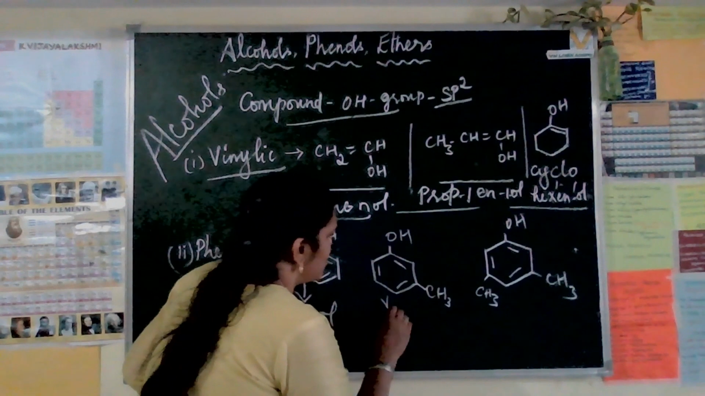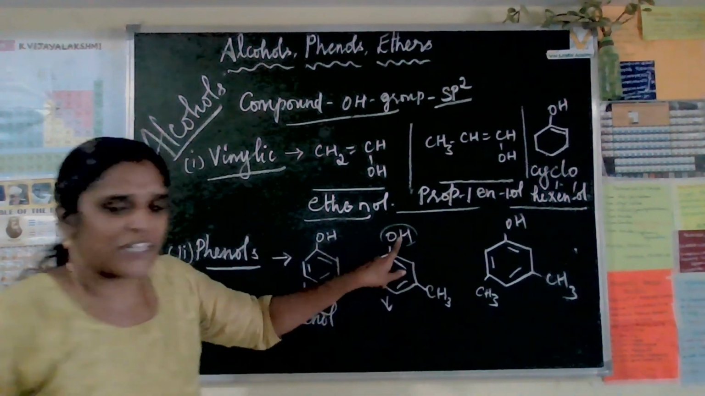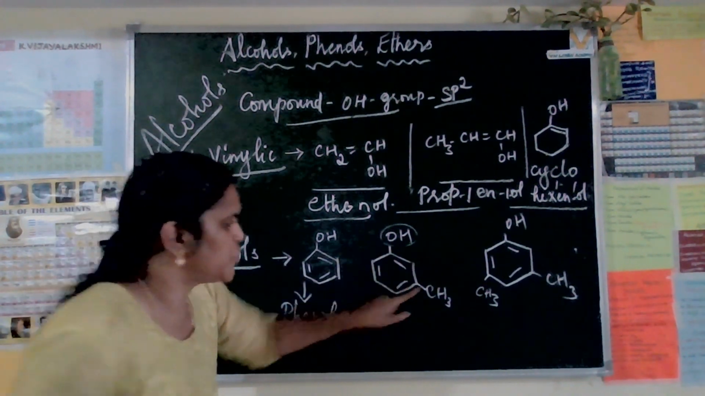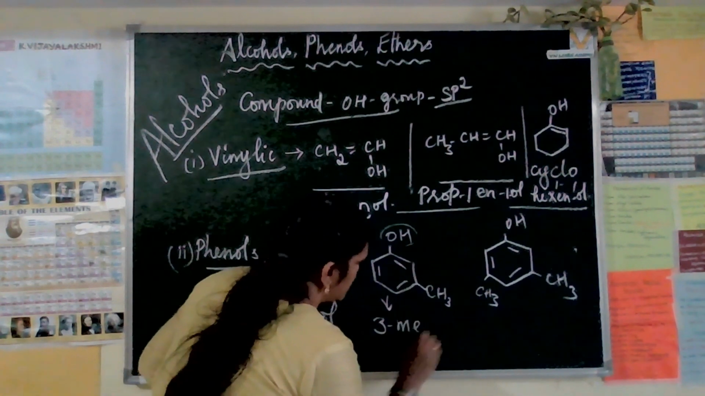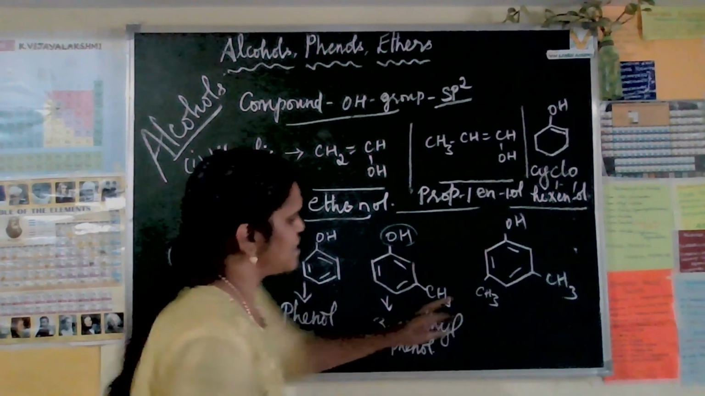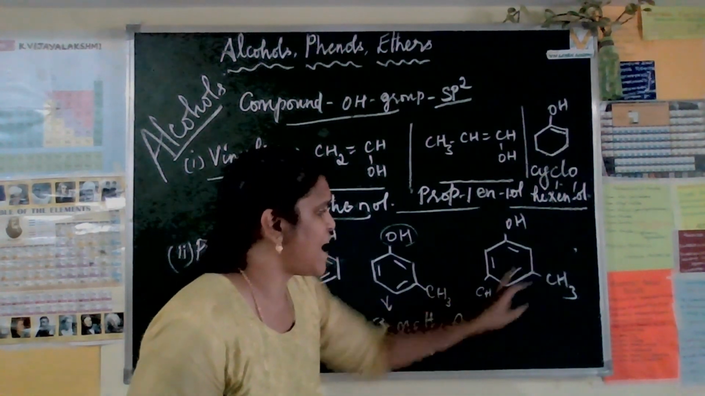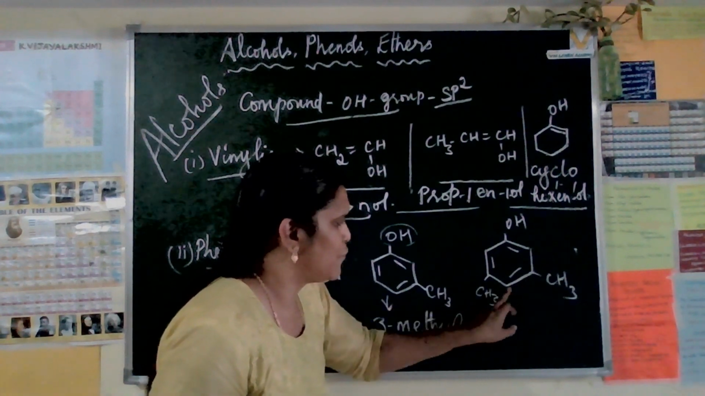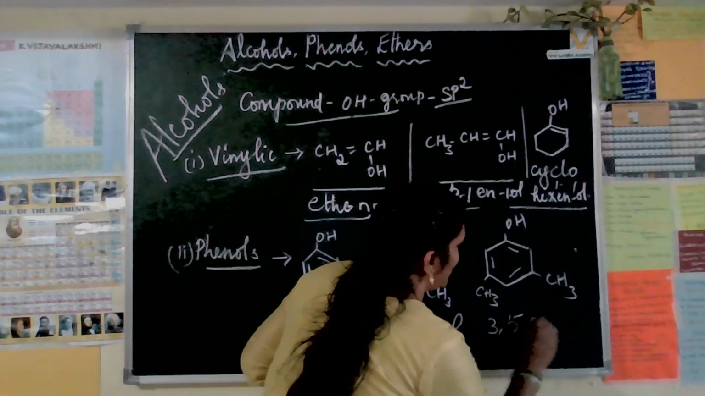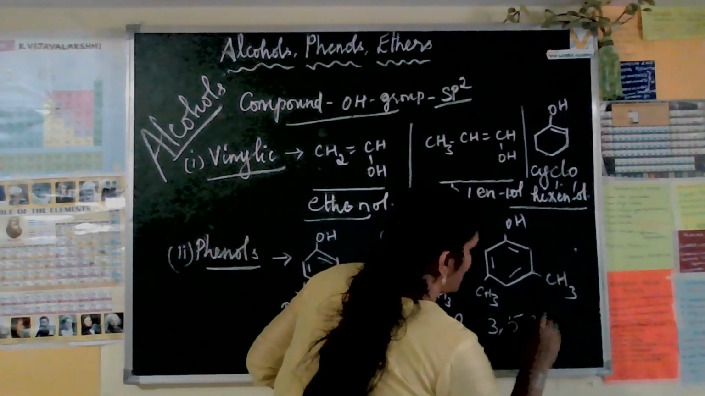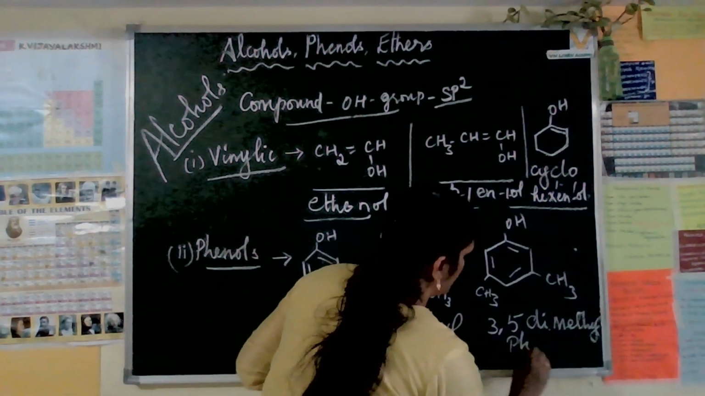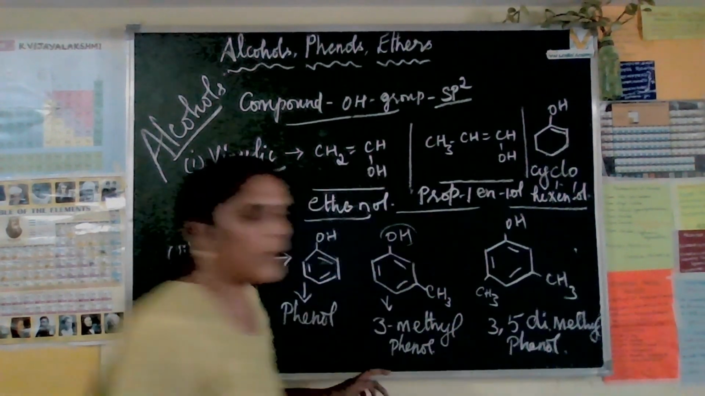Now this is a priority. The OH group is the functional group, which we have to give first priority. So 1, 2, 3: 3-methylphenol. Then this one, by now you yourself will say 3 and 5. 1, 2, 3, 4, 5. So here 3 and 5: 3,5-dimethylphenol. Hope you're clear with this.